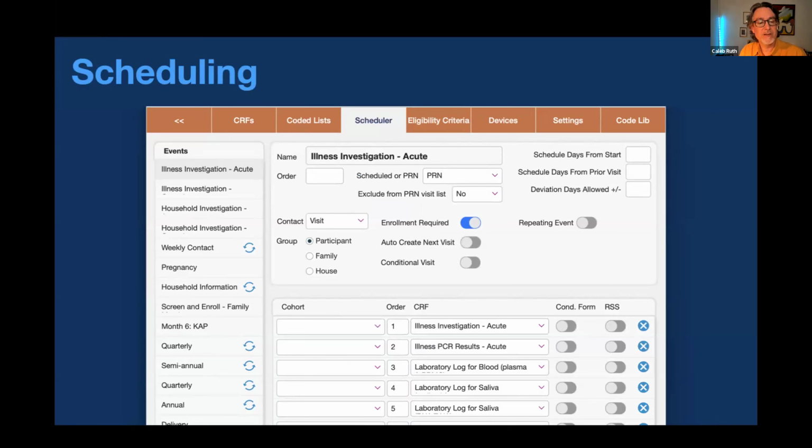We have repeating events. We have these contingencies about, okay, which group is it a part of? Is it for the participant, a family, or a house? What type of event is it? Is it a visit event? Do you make a phone call for this event? Is it a repeating event? And when you toggle that repeating event button, there's a whole section on defining the repeating event.